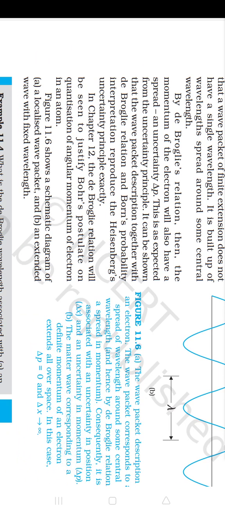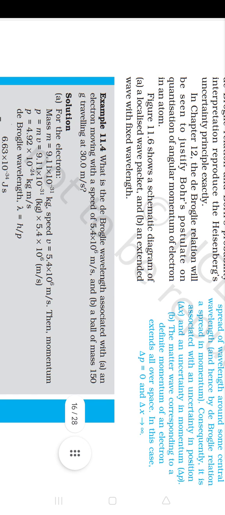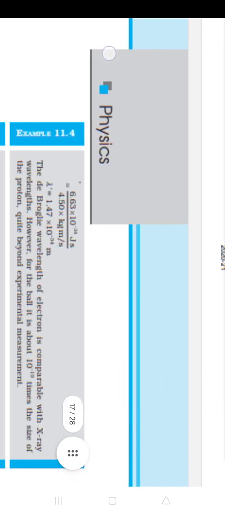It can be shown that the wave packet description together with the de Broglie relation and Born's probability interpretation reproduce Heisenberg's uncertainty principle exactly. In chapter 12, the de Broglie relation will be seen to justify Bohr's postulate on quantization of angular momentum of the electron in an atom. Figure 11.6 shows a schematic diagram of A, a localized wave packet, and B, an extended wave with fixed wavelength.